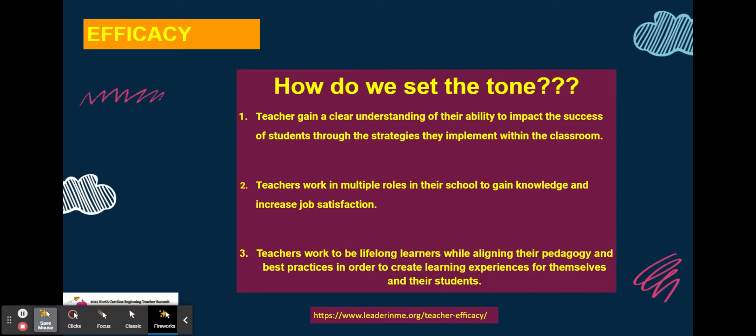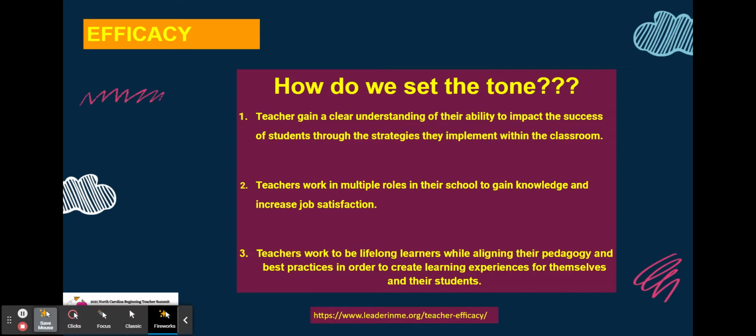And then number three, teachers work to be lifelong learners while aligning their pedagogy and best practices in order to create learning experiences for themselves and their students. And so this is also important that you continue to participate in professional developments just as you are now, that will continue to share knowledge, one common knowledge, because if you're specific about your professional development, then it helps to really align your standards with best practices in your room.